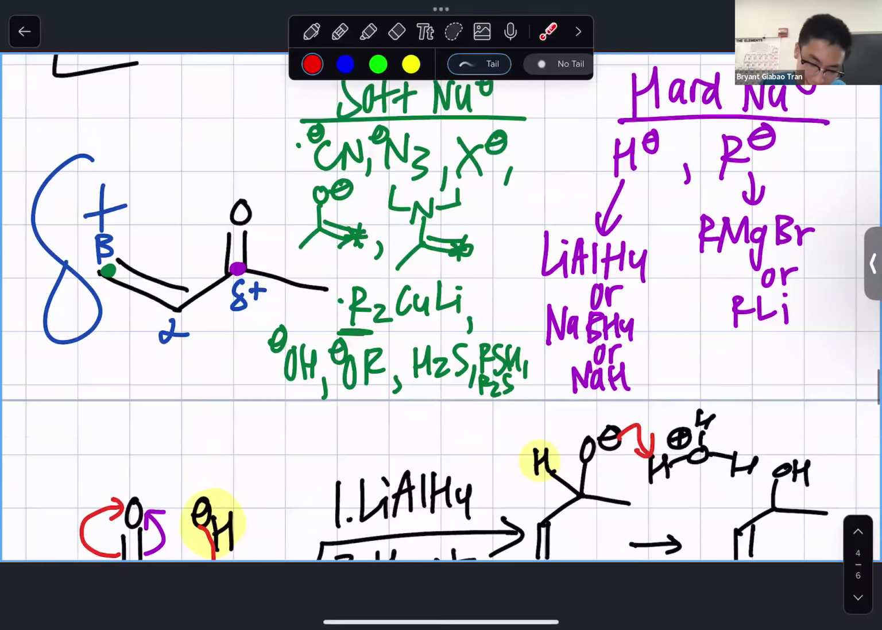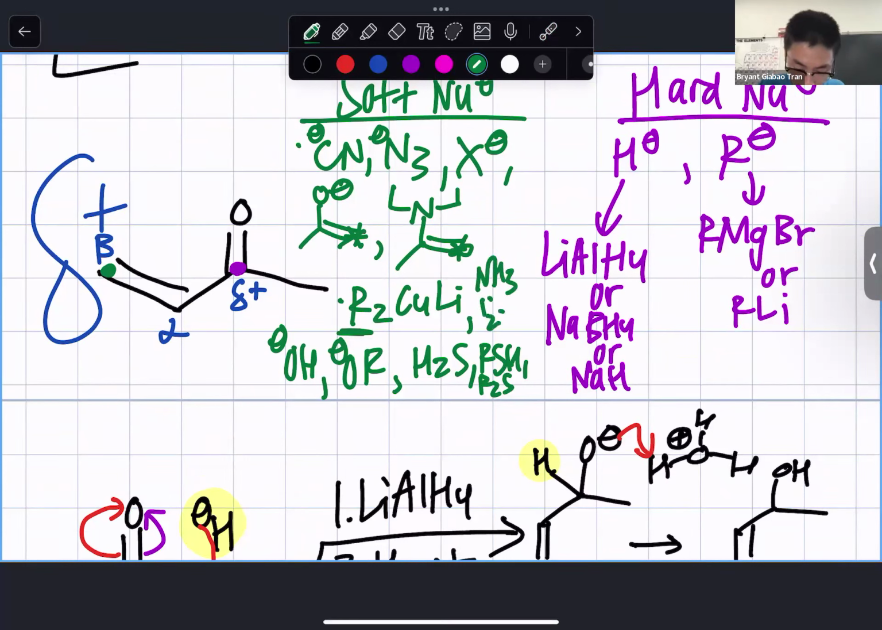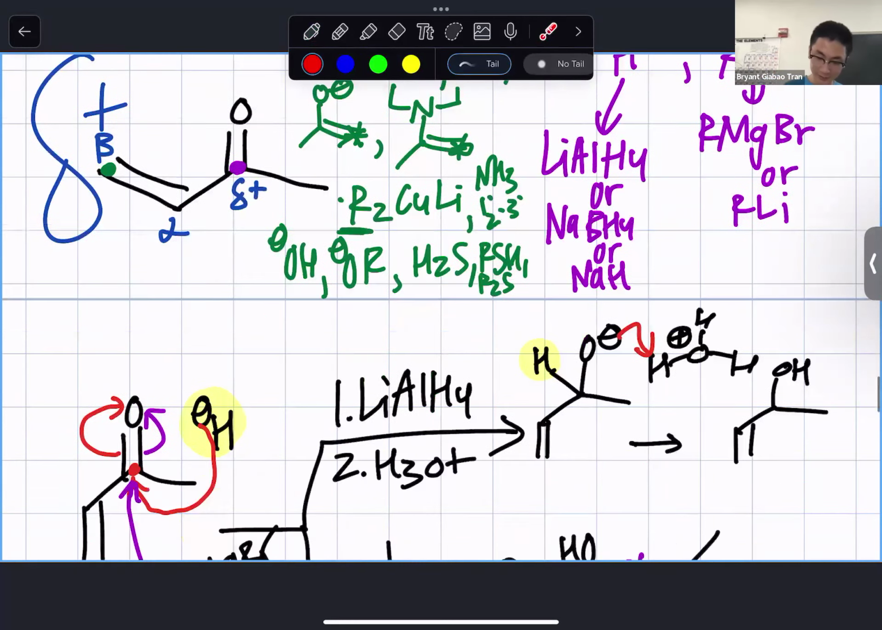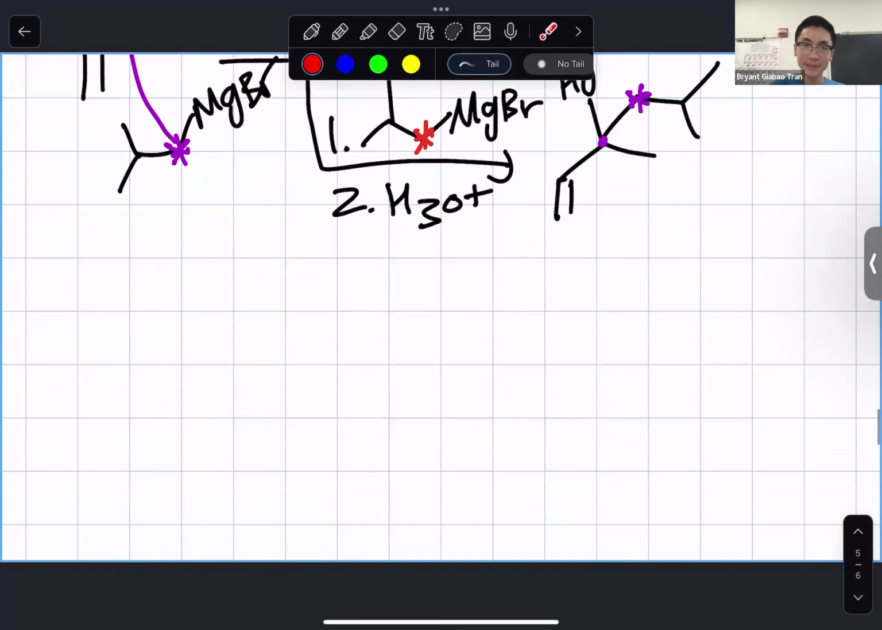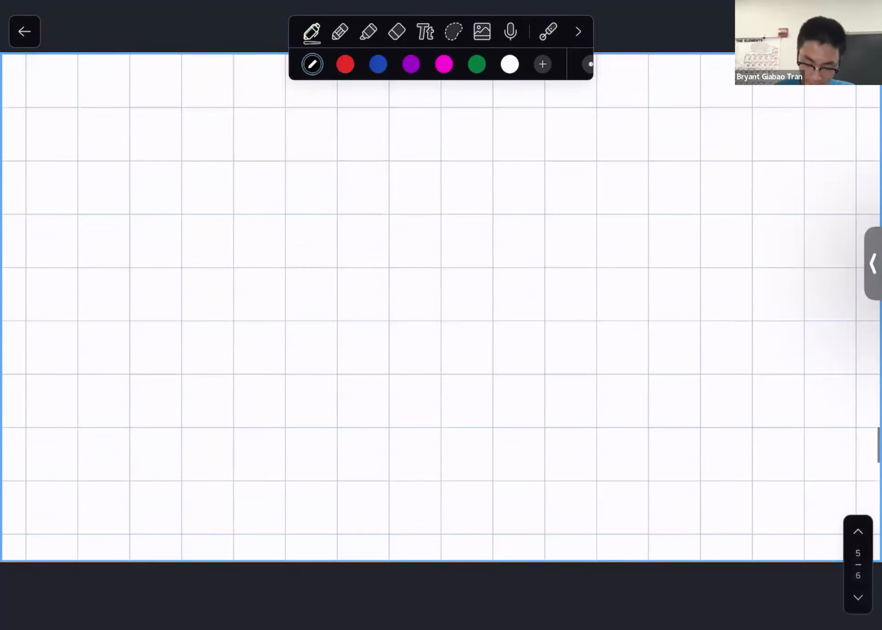Another type of soft nucleophile that you see are amines, like NH3, ammonia, or primary, secondary, or even tertiary amines as well. Like every other heteroatom nucleophile. So let's look at examples of the soft nucleophiles now.